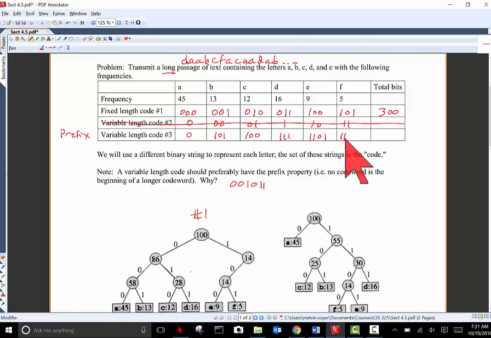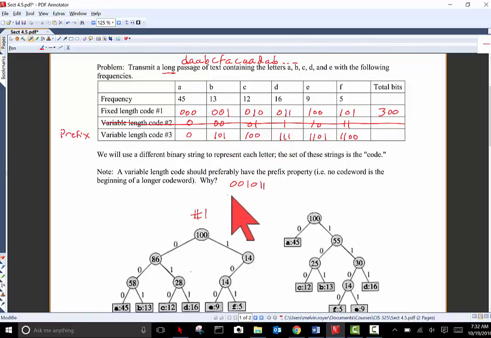1101 and 1100, and it's feeling a little uncomfortable, like, do I really need that many bit strings, that long of words to represent these letters? Notice the long words are on low frequency letters. And furthermore, notice that no code word is the beginning of another.